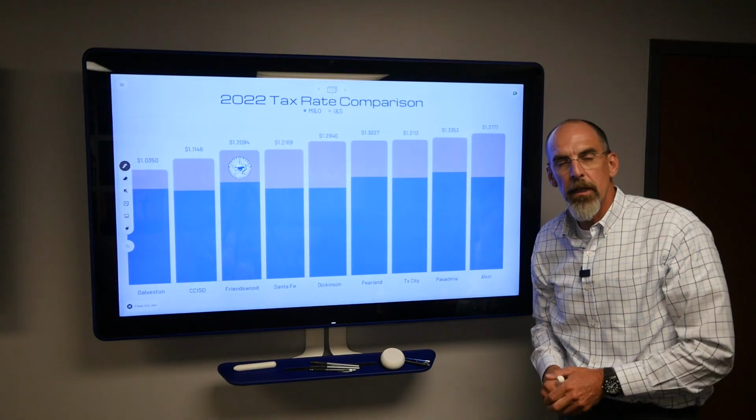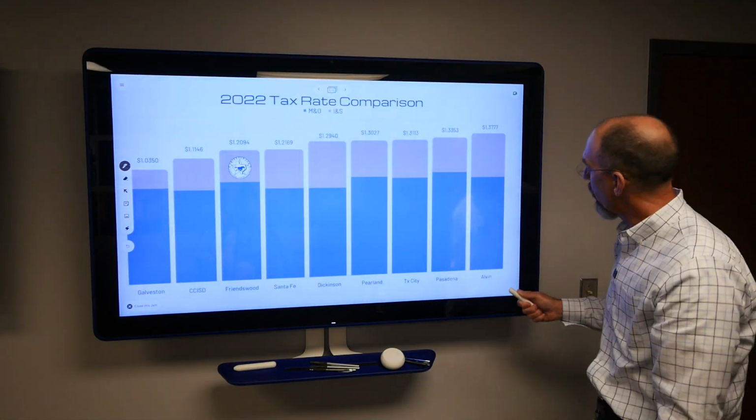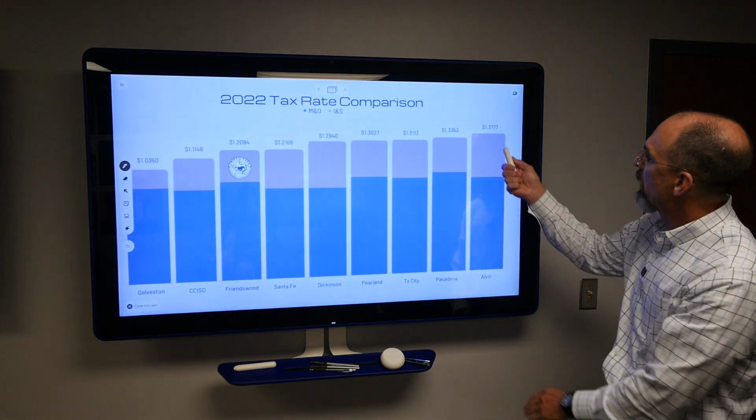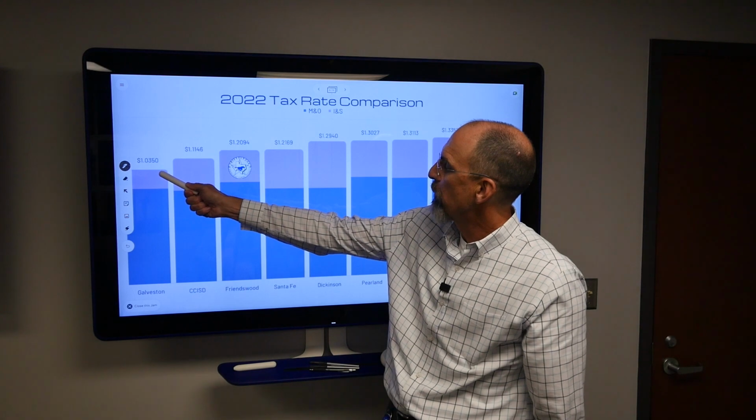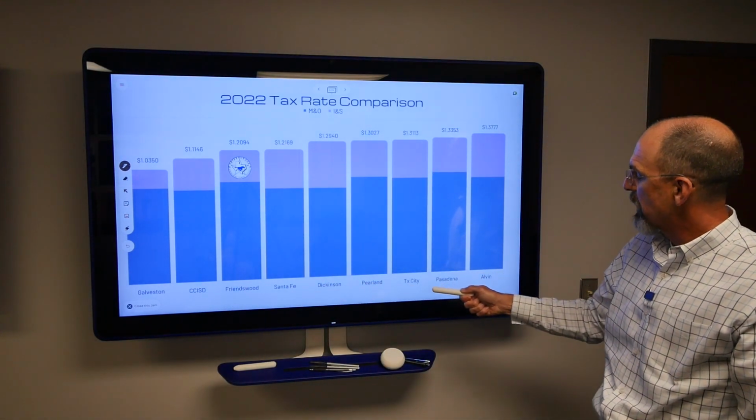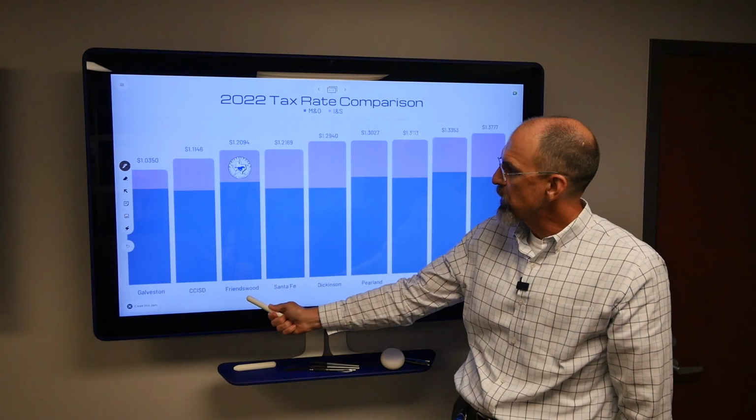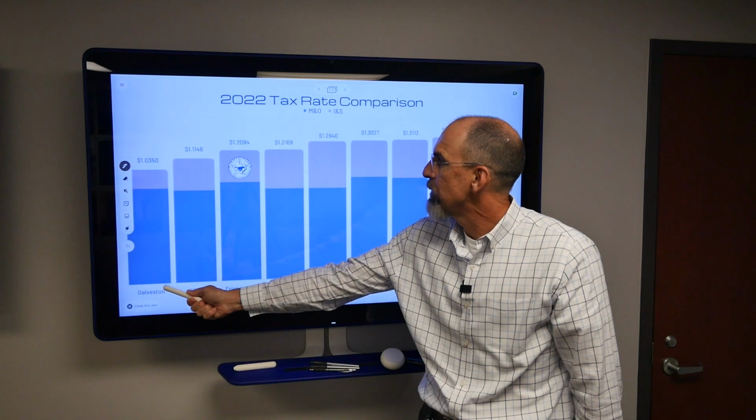This gives you an idea of the tax rate comparison to local school districts. Over here on the far right side, we have Alvin at $1.37, and on the far left, we have Galveston at $1.03, and then CCISD, Friendswood, Santa Fe, Dickinson, Pearland, Texas City, Pasadena. But you can see Friendswood's rate is just a couple up above Galveston.